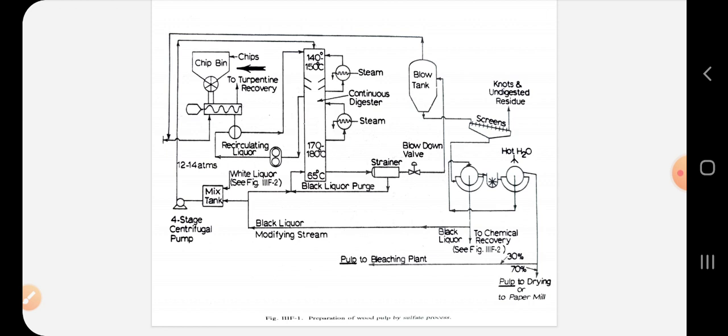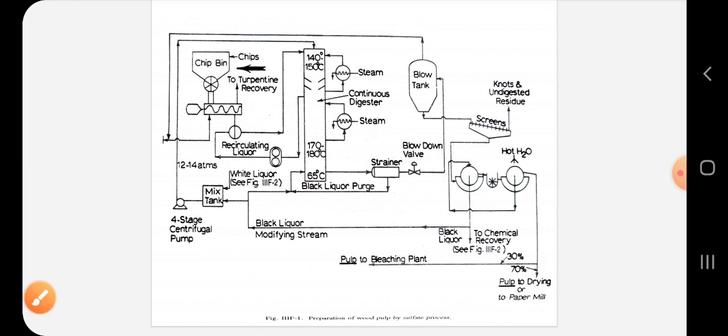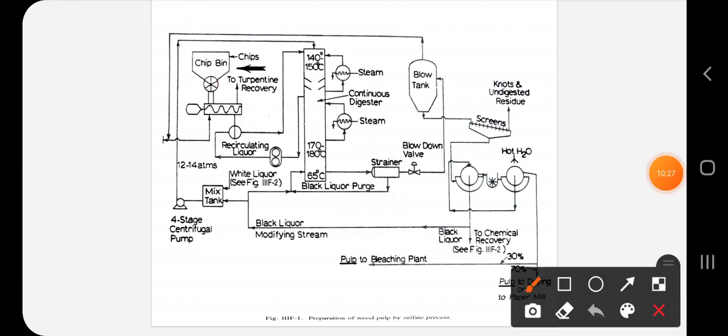and are fed into the chip bin. From here this process starts. Here the chips are being fed into the chip bin. In this chip bin, there are large rotary knives, like these rotary discs here with heavy knives around them, and they convert the wood into 2 to 5 centimeter flat chips.